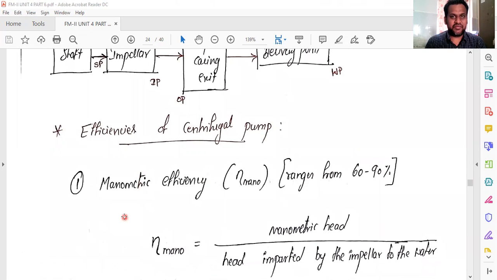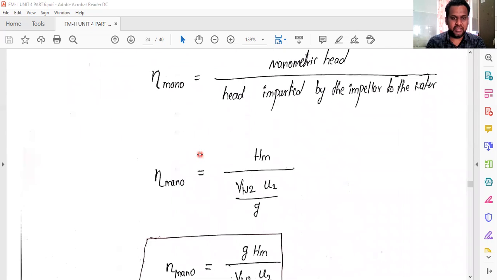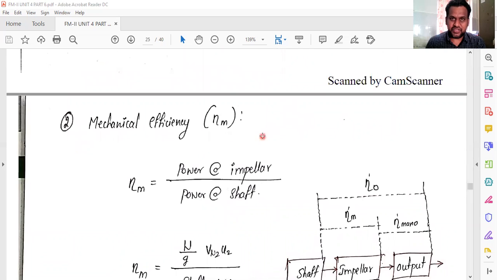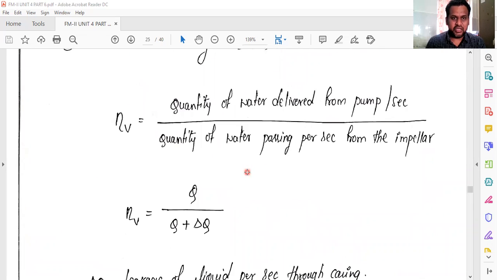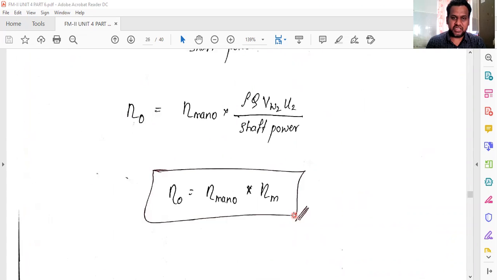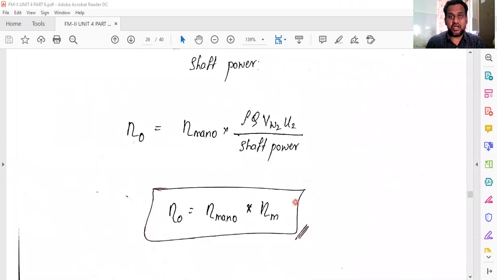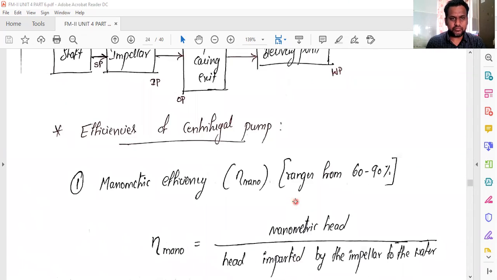So let's see what the different types of efficiency are. Before going into detail, there are some formulas, and we'll keep it very simple. The efficiency of a centrifugal pump includes, first, manometric efficiency, then mechanical efficiency, third, volumetric efficiency, and the fourth one is overall efficiency. So these are the four types of efficiencies. Let's see all these four.